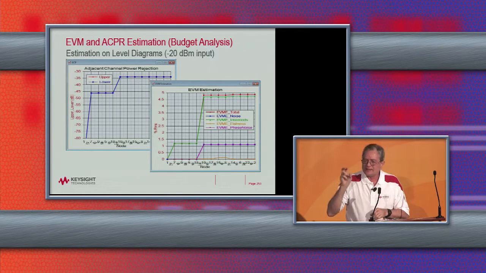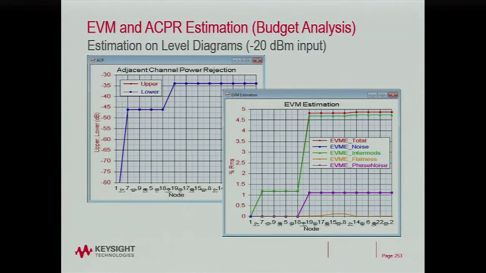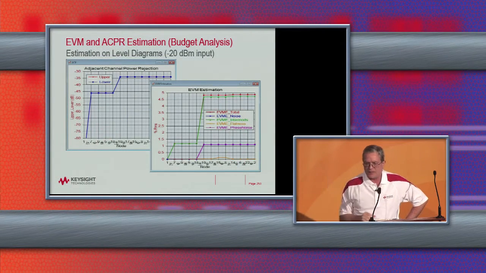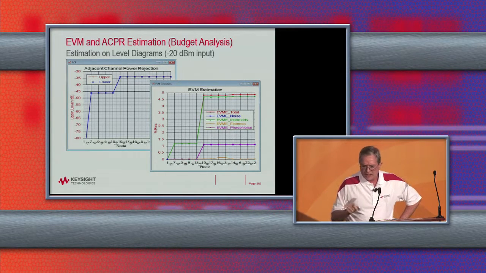And this technique allows us to do root cause analysis on the design. On the diagram on the left, you see ACPR as it goes through the chain. And on the right, you see EVM as a percent as it also goes through the chain. Because we can keep track of the EVM due to thermal noise, intermods, phase noise, we can show the individual contributors on the level diagram. If you look at this level diagram, the green curve is intermods, and the purple one is phase noise.